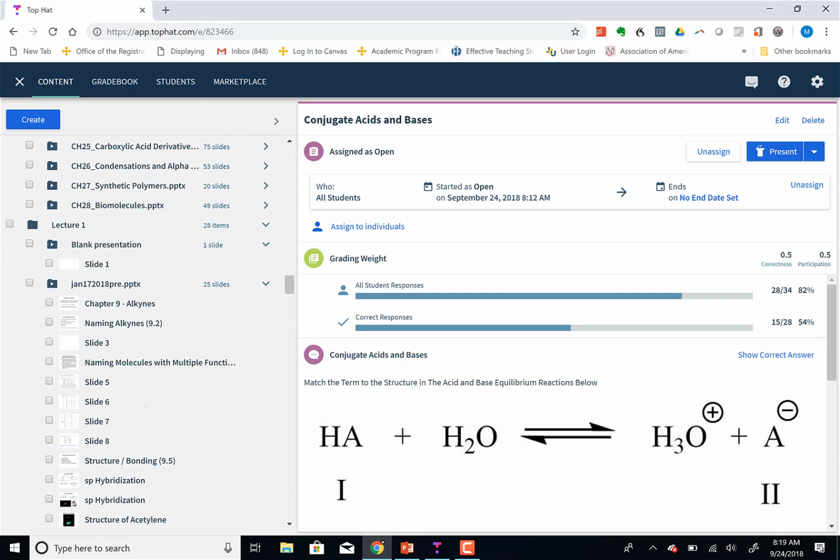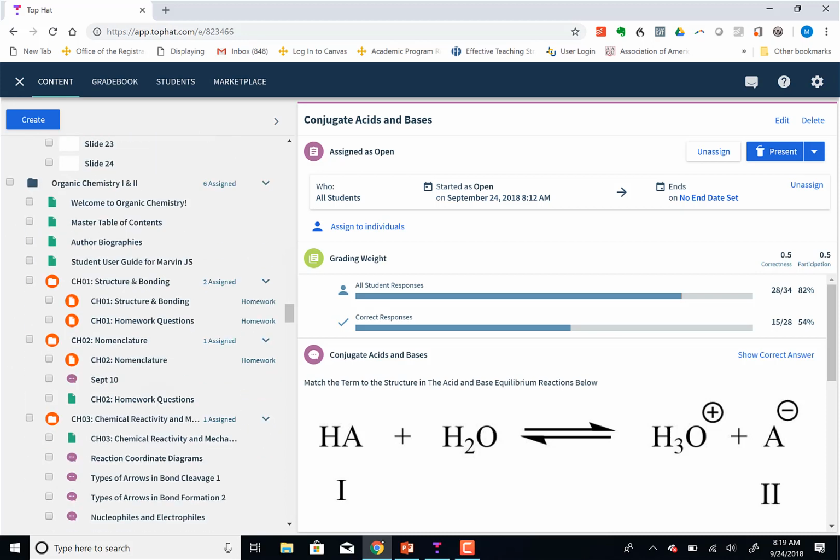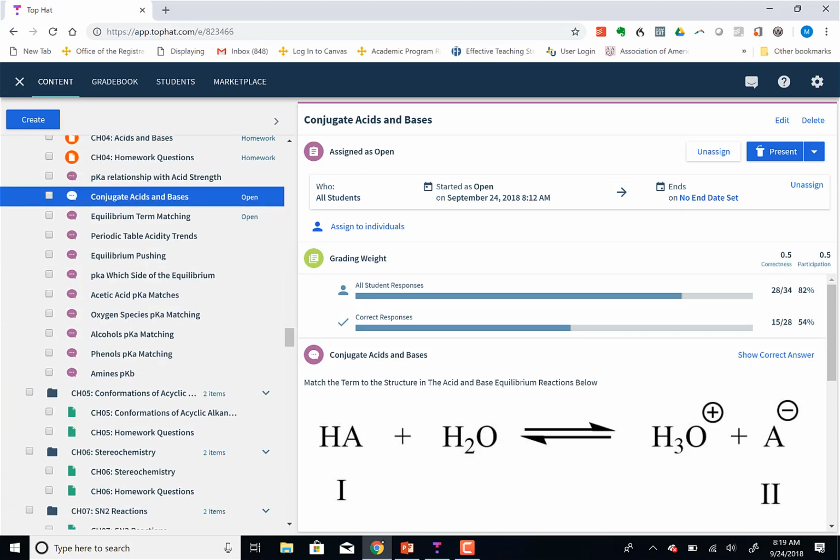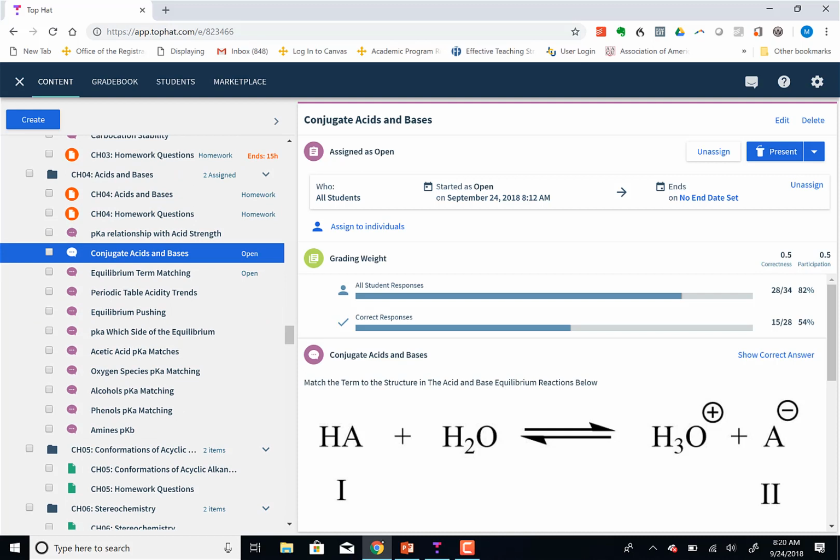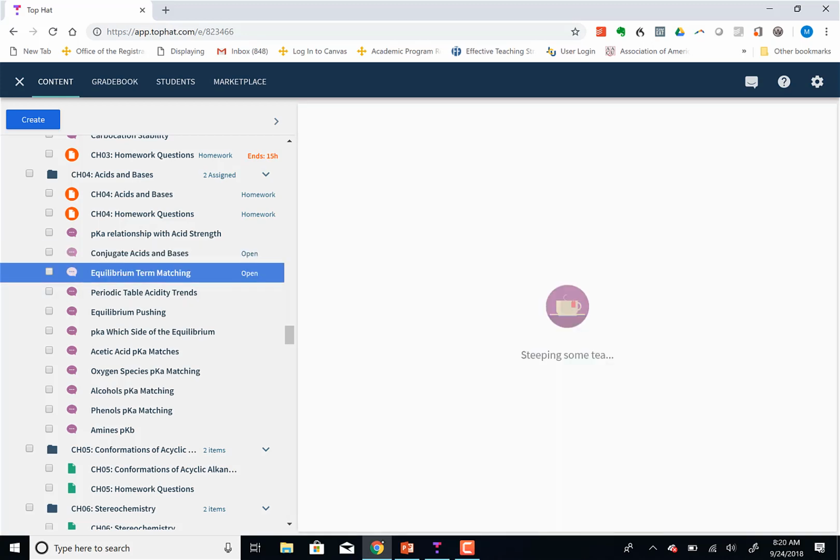but I just went through yesterday and thought, okay, we'll just do these questions one at a time and see how good everybody's doing or how not good everybody's doing. Okay, equilibrium term matching, what's that?